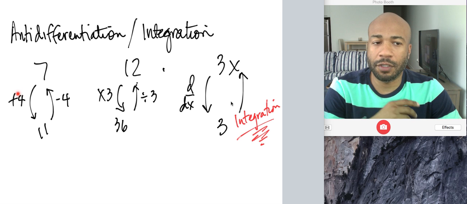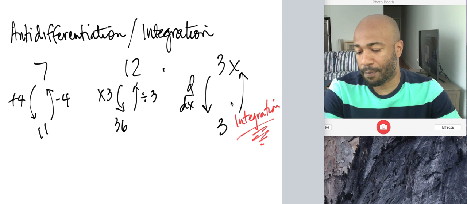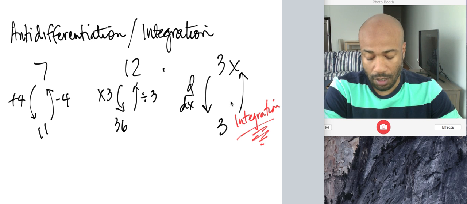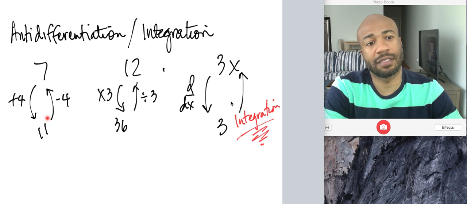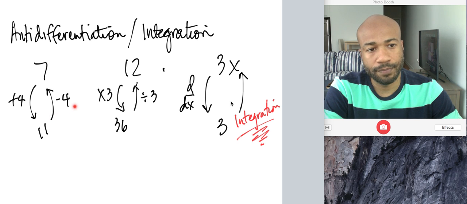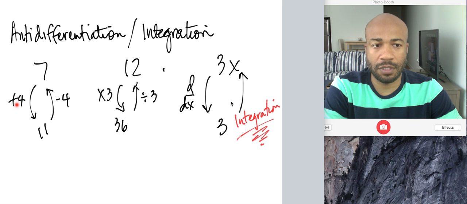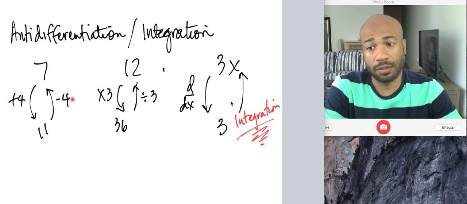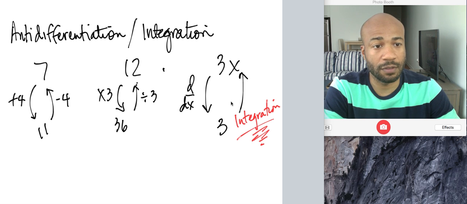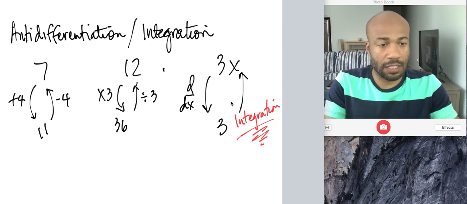After you've mastered addition, people start throwing in the opposite operation, which would be subtraction. So if I'm at 11, how did I get back to 7? I used subtraction, which was minus 4. So addition is the opposite operation of subtraction, and vice versa. Subtraction is the opposite of addition, because they undo each other.